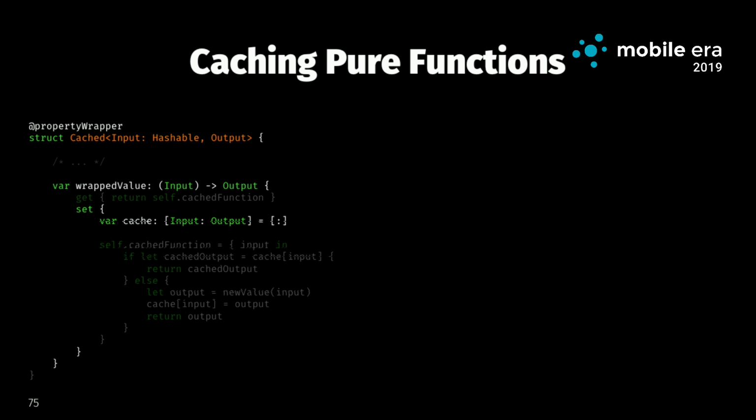So within the setter, we are going to first create our cache. This is where we are going to store the results of the calls to our function. This cache, as I said, is just a dictionary with Input as a key and Output as a value. Then we are going to give a value to the cached function property. So we are going to define a function.